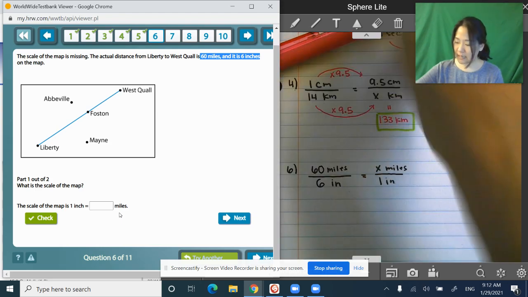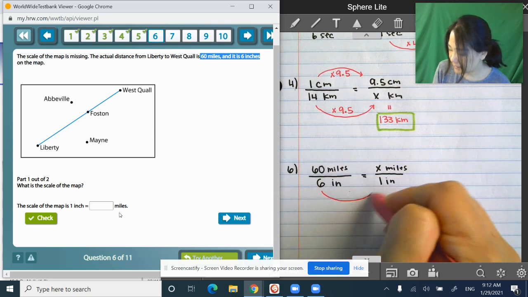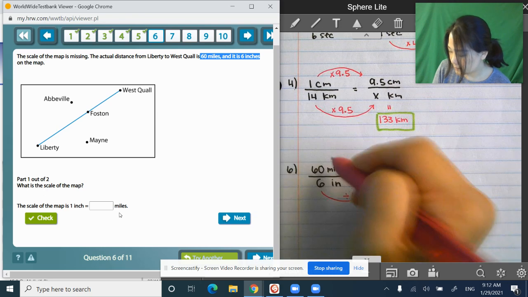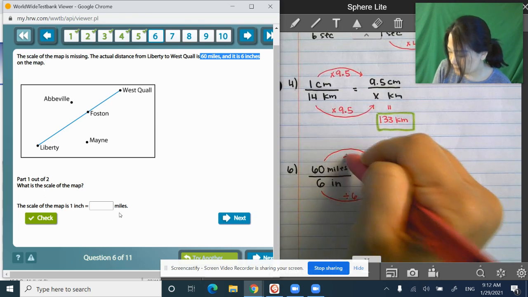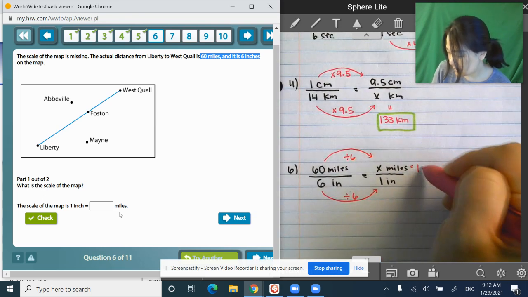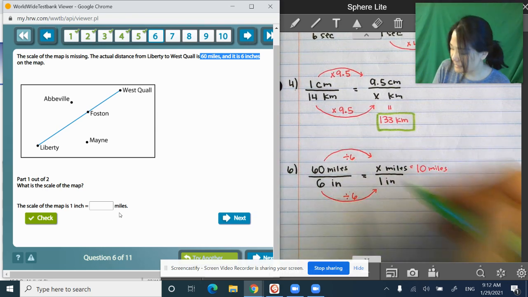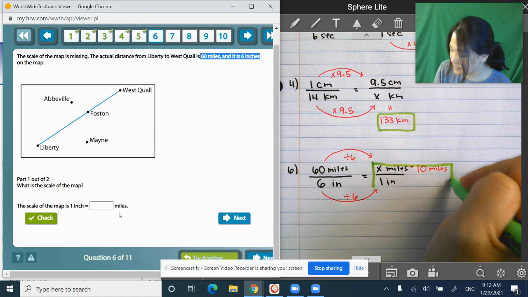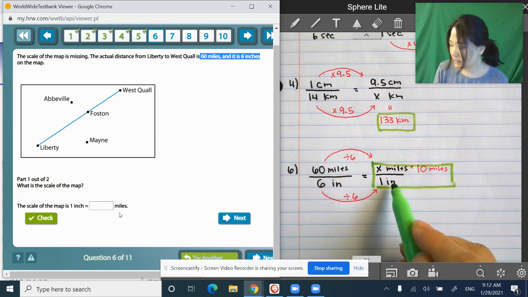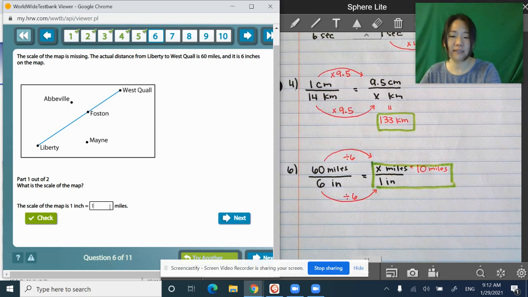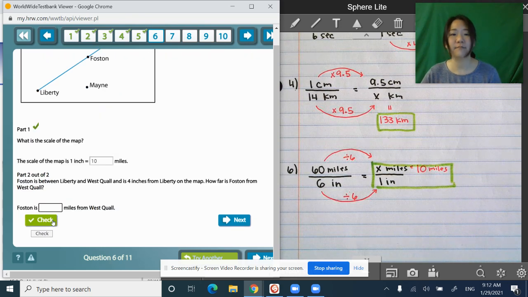So I'm going to solve by dividing by 6. 6 divided by 6 is 1. 60 divided by 6 is 10 miles. What that lets me know is that the scale is 1 inch represents 10 miles. So 1 inch equals 10 miles. That's correct. Now there's part 2.